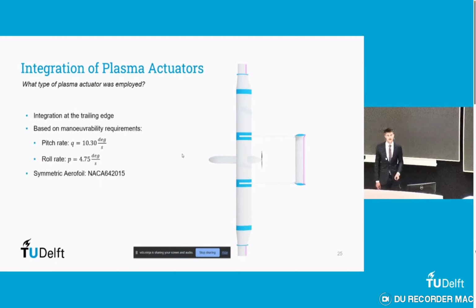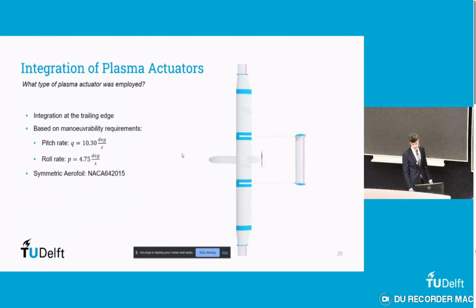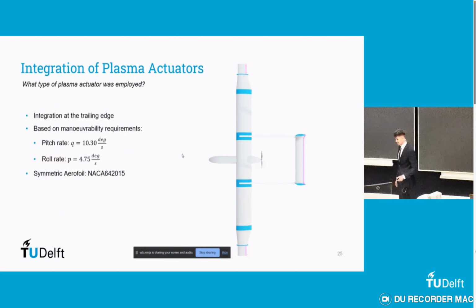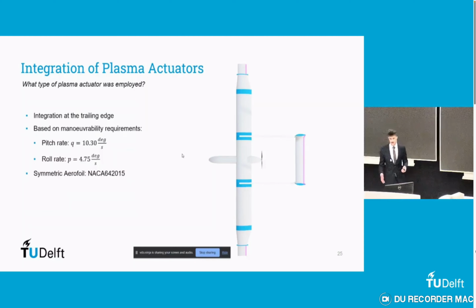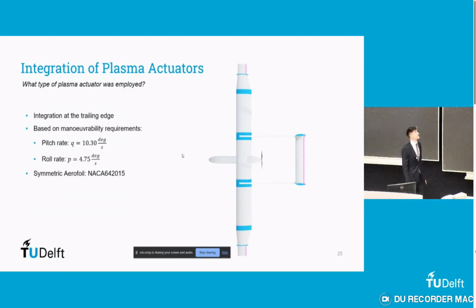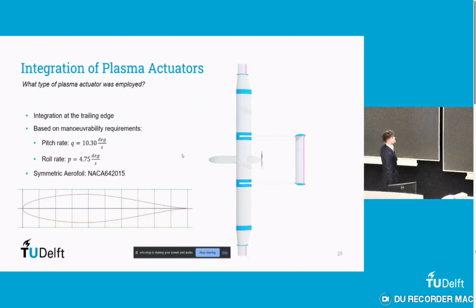The control surfaces have generally been sized based on maneuverability requirements, which can also be seen here. So we have fairly low maneuverability requirements. This is due to the fact that our mission is actually mainly gliding with a few turning climbs in between. Since it's very low maneuverability requirements, this is very nice for the plasma actuators since they have a comparatively low control authority. Furthermore, these control surfaces feature a symmetric airfoil, the NACA 642015, as can be seen here.